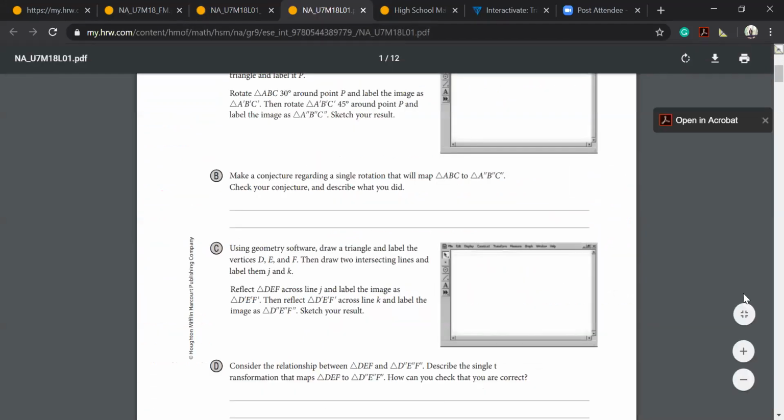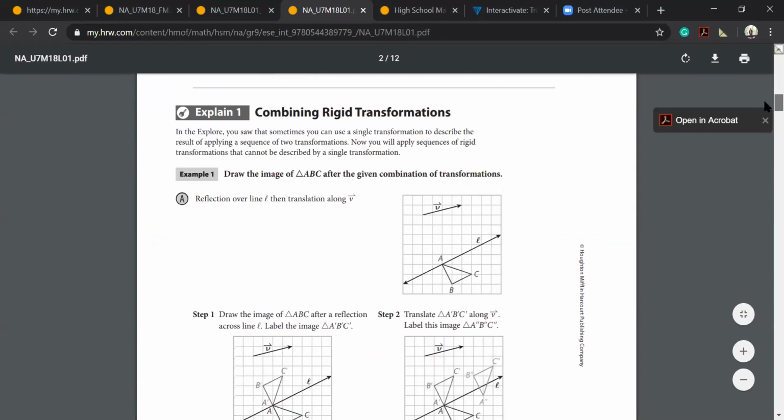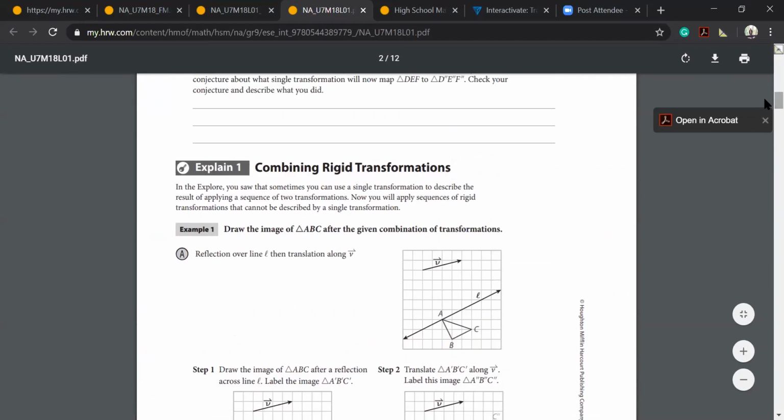Okay, let's go to the second page. We don't need to do number D. Let's open page 886 right away in question 8.